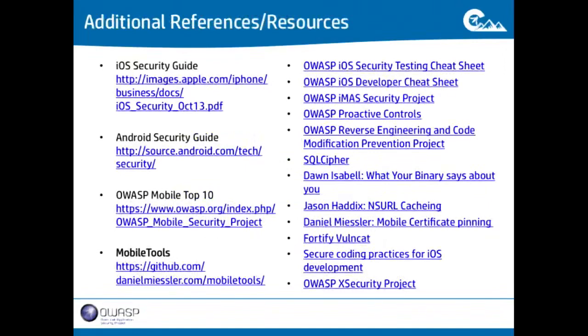We're running out of time, so this slide has links. This is what I'd say you should pay the most attention to, other than the high-level topics we talked about. These are all the projects that deal with real snippets of code that you can bake into your application: the security testing cheat sheet, the developer cheat sheet, iMAS, the proactive controls, reverse engineering, SQLCipher. All the binary protection stuff is listed in blog posts that we've written. I have to blow through this. Secure coding practice for iOS development, and then the Xcode security project, which you can bake into the IDE for Xcode. It's a secure code scanner for Xcode.